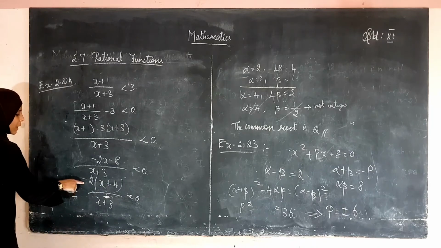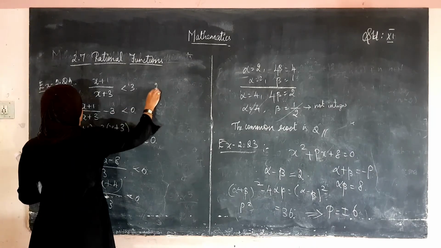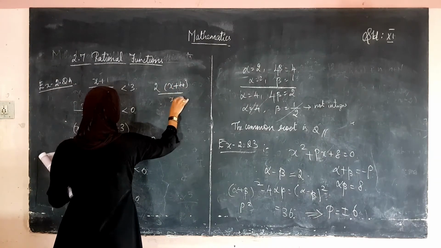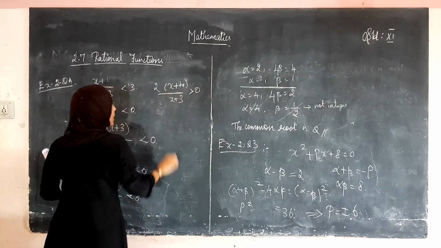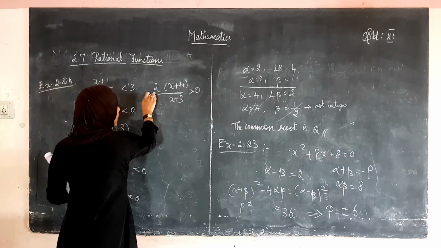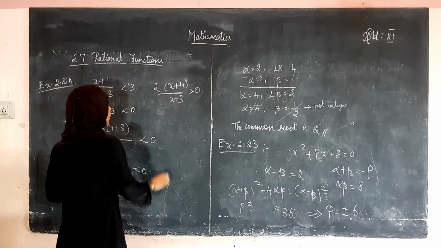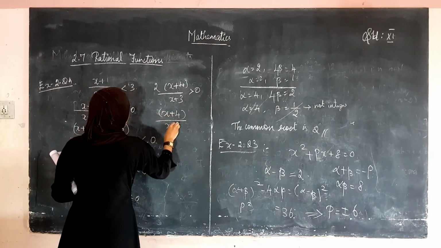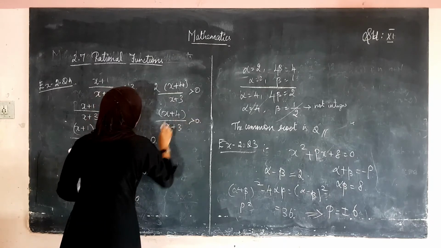So, what happens? This becomes 2 into x plus 4 divided by x plus 3 greater than 0. When it is multiplied by minus, the inequality changes, right? So, it is greater than 0. And what happens? Bring this to this side, 0 by anything is 0. So, at last what we have is x plus 4 divided by x plus 3 which is greater than 0.